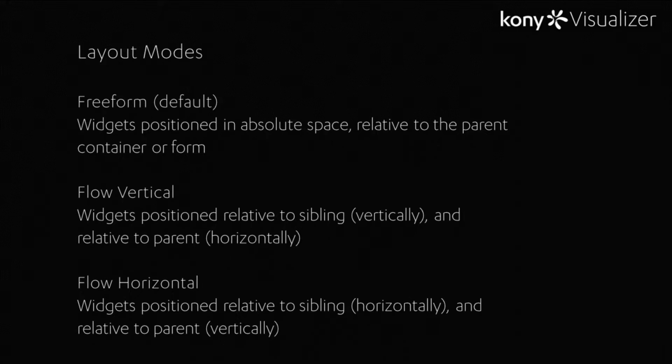Freeform, which is the default, applies an absolute positioning system, where the coordinates are relative to the parent container or form. Flow vertical and flow horizontal are both relative layout systems. With flow vertical, the widget's vertical positioning is always relative to the sibling widget, and the horizontal position is relative to the parent container or form. With flow horizontal, the widget's horizontal positioning is always relative to the sibling widget, and the vertical position is relative to the parent container or form.